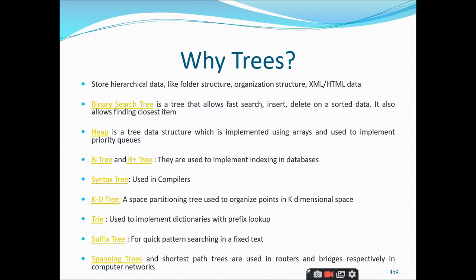Whenever you want to have hierarchical data, we go for trees. It is used in implementing the binary search tree, which is a search tree that has very fast insertion, search and delete operations, and it is also used to implement heaps, B trees, B plus trees, syntax trees, suffix trees, spanning trees, tries.